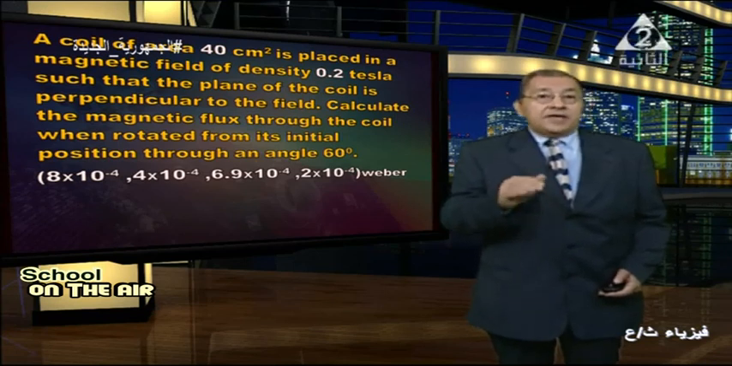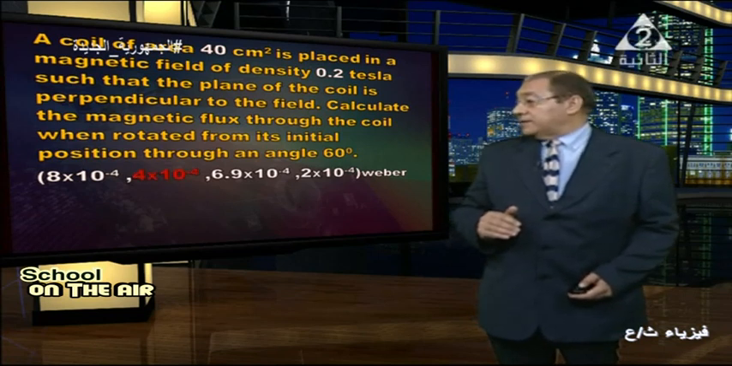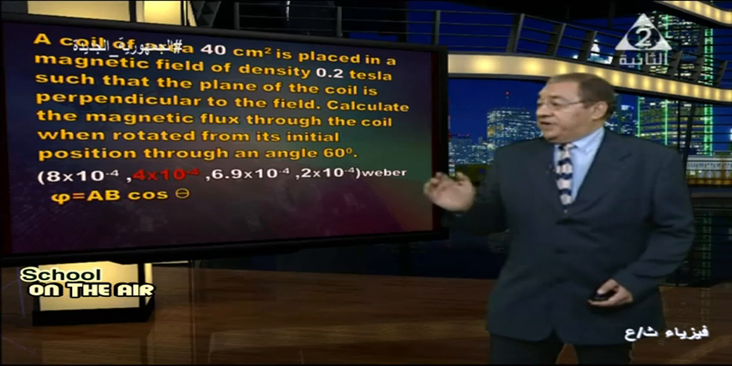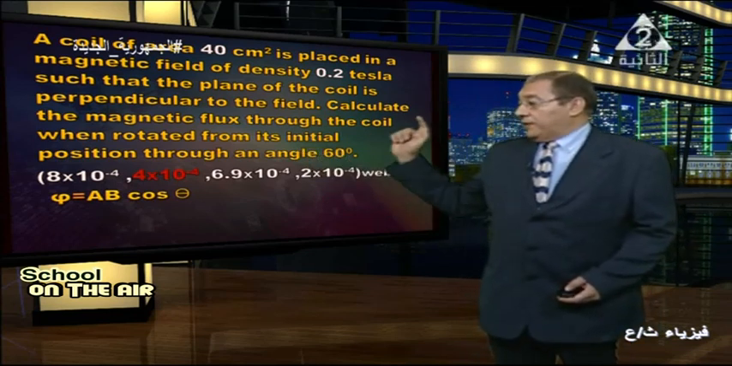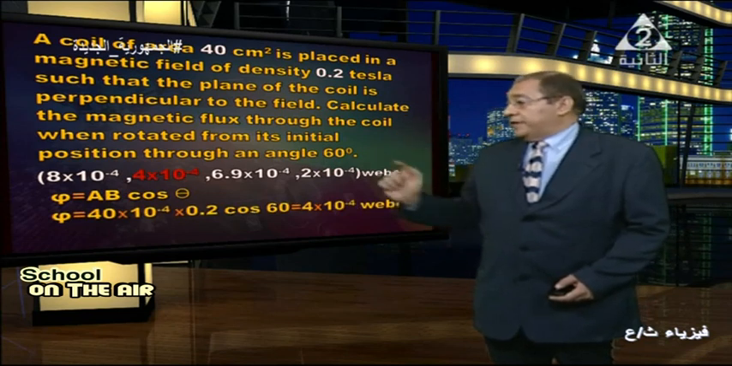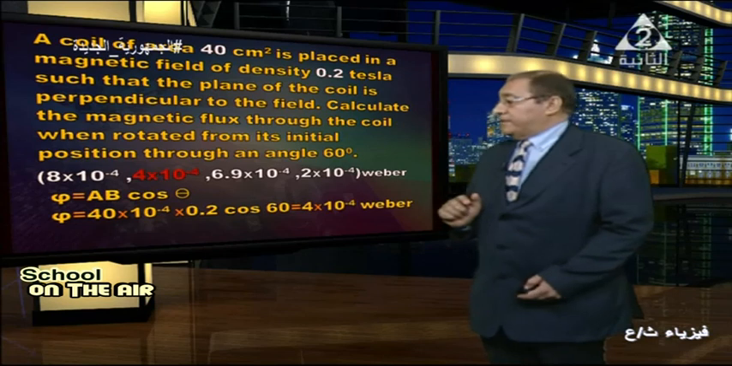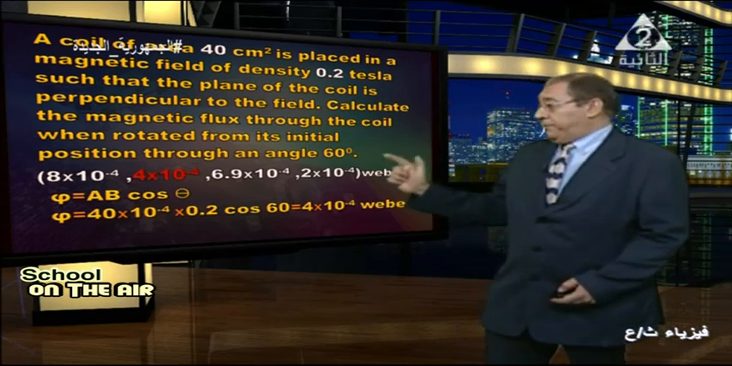Phi equals AB cosine the angle given. So the answer is 4 times 10 to the power of negative 4. How? Phi, as I said, equals AB cosine theta. All you have to do is substitute, and the answer is 4 times 10 to the power of negative 4. This is a very important piece of information.